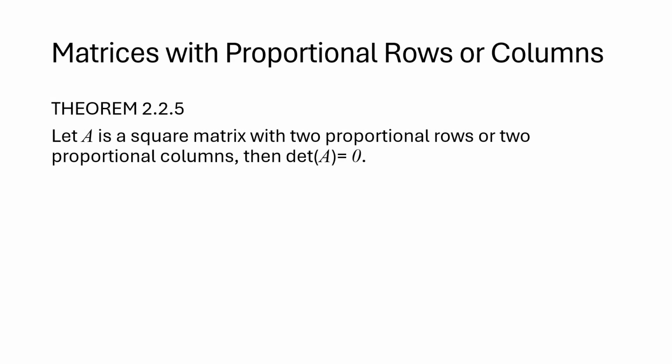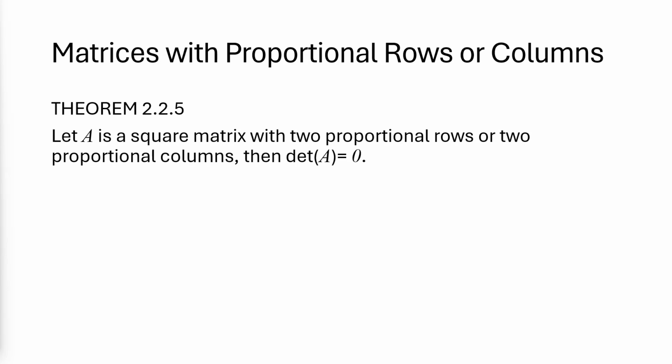So, matrices with proportional rows or columns. If a square matrix A has proportional rows, then a row of zeros can be introduced by adding a suitable multiple of one of the rows to the other. Similarly, this also applies for columns. But adding a multiple of one row or column to another does not change the determinant.